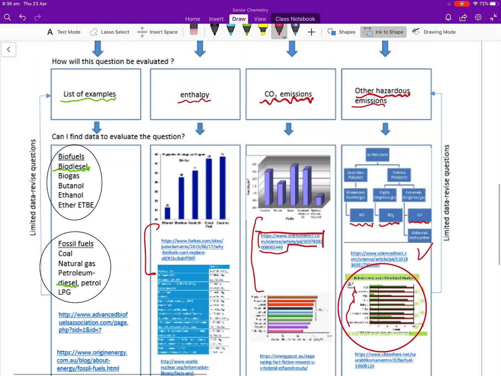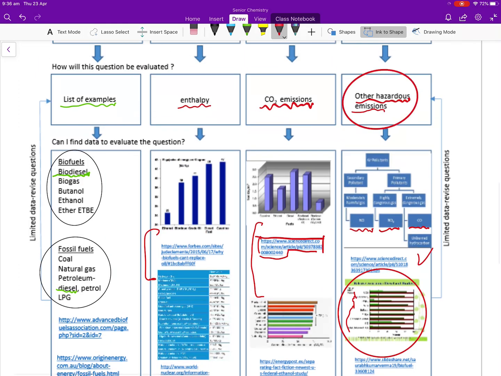Now, if I had chosen something different in here, and I went and had a look, and I just could not find any data about this, well, I really need to go back and reassess something else. So if there was limited data here, and I couldn't find it, I've got two options. I can look harder and see if I can find it. If I can't find it, well, I'm going to go and assess something else. So instead of hazardous emissions, I might look at something else. Okay, you need to be flexible here. If you can't find the data, then go and change what you're assessing.